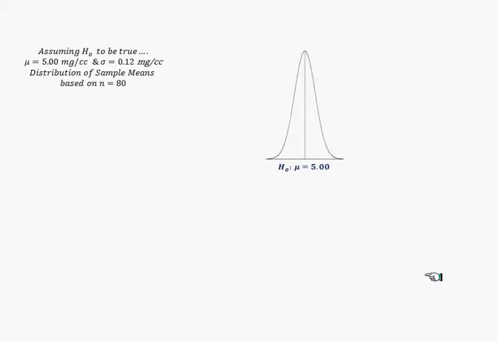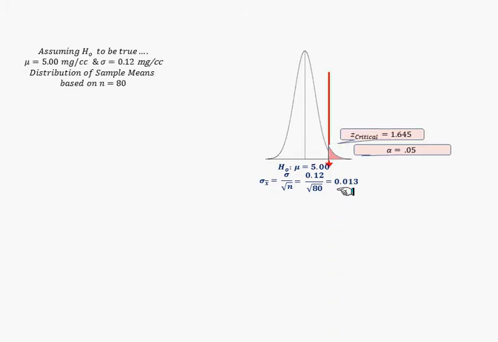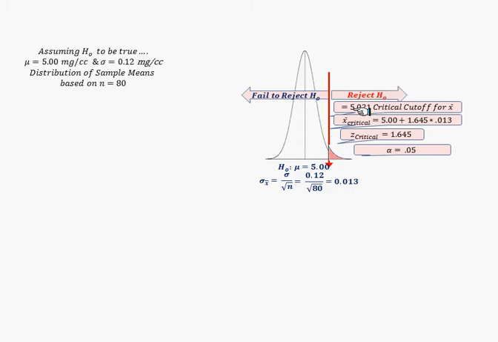Now we also look at the case where we go to n equal to 80. Now, as you know, when n is equal to 80, this sampling distribution becomes much narrower. And that's the point here. The standard error is now 0.013. We're going to do a table of that shortly. Critical value 1.645. X bar critical 5.021. And feel free to pause the screen at any time and write these values down.